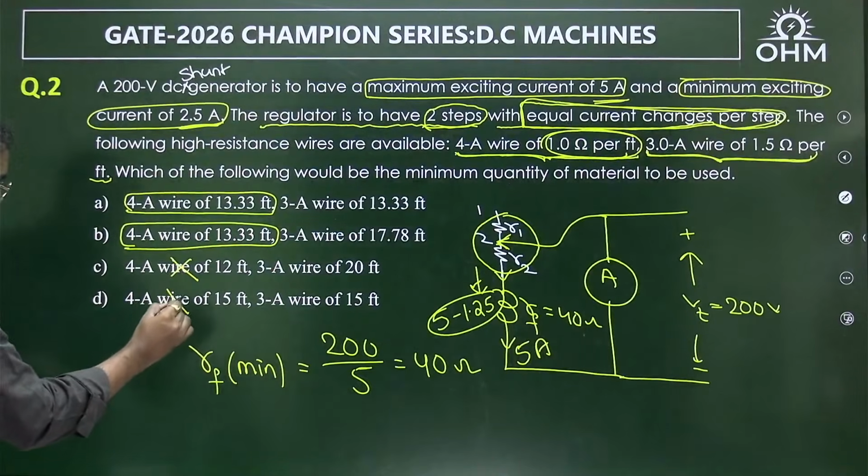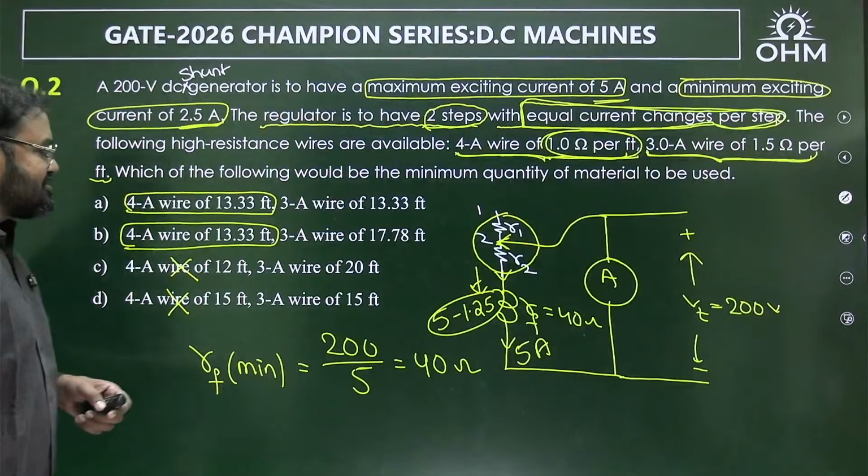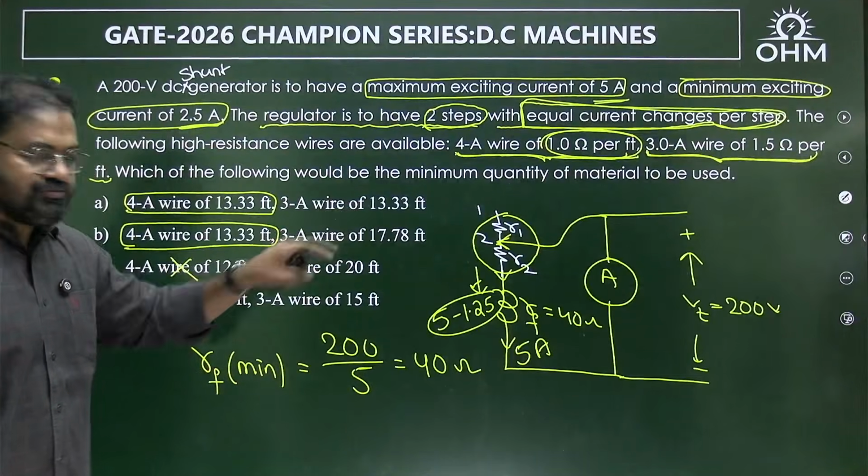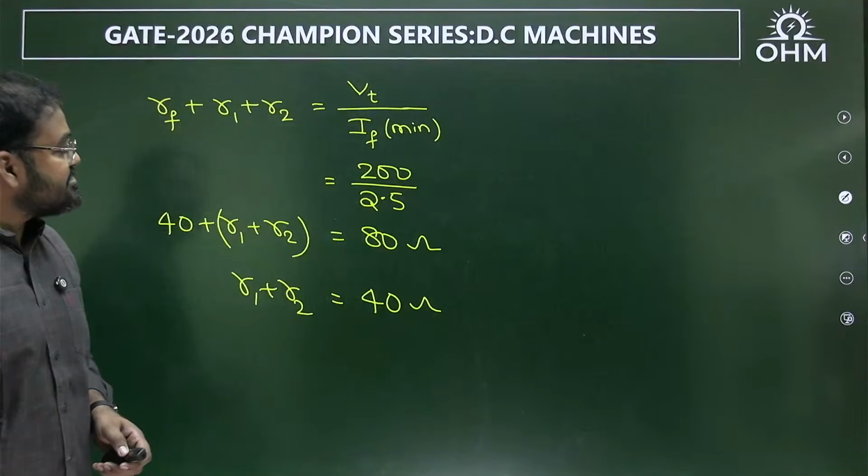This is wrong, this is wrong. Already two options are eliminated. Therefore, answer will be either of these two. Correct? Now let's see the next observation.